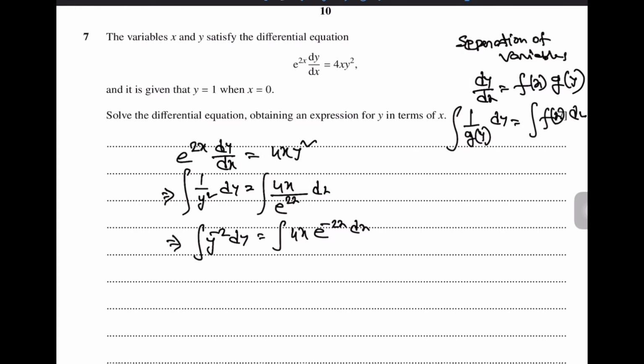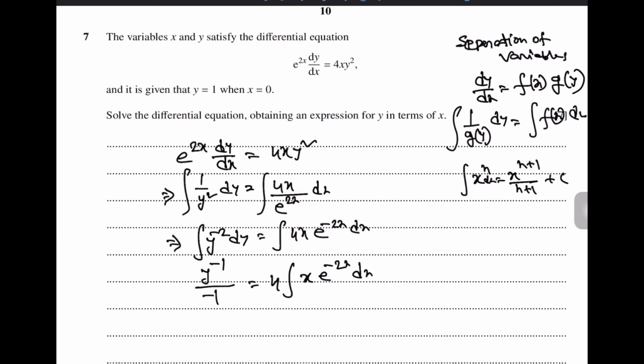Okay, now the left side is quite easy to integrate. We can write y to the power minus 1, and we know that the integration of x to the power n equals x to the power n plus 1 by n plus 1, plus c. Obviously there should be dx. So n plus 1 is minus 2 plus 1, minus 1, divided by minus 1. But this one is tricky. It's a product of two expressions, so we need to use integration by parts.